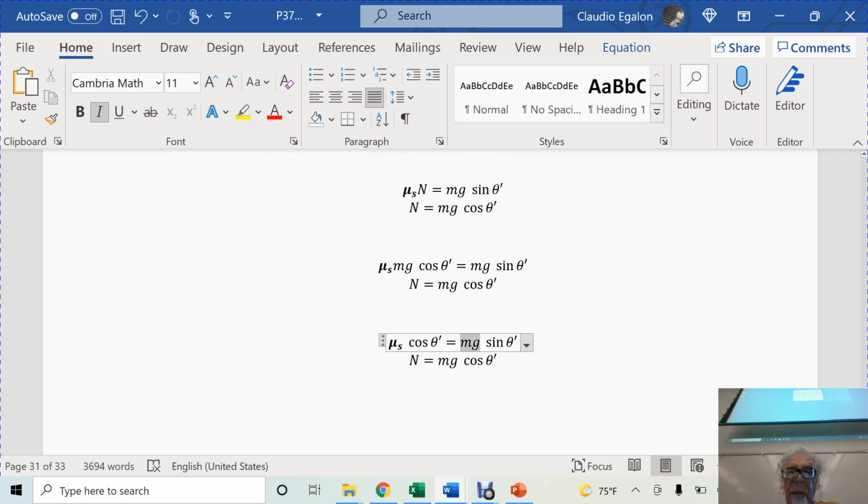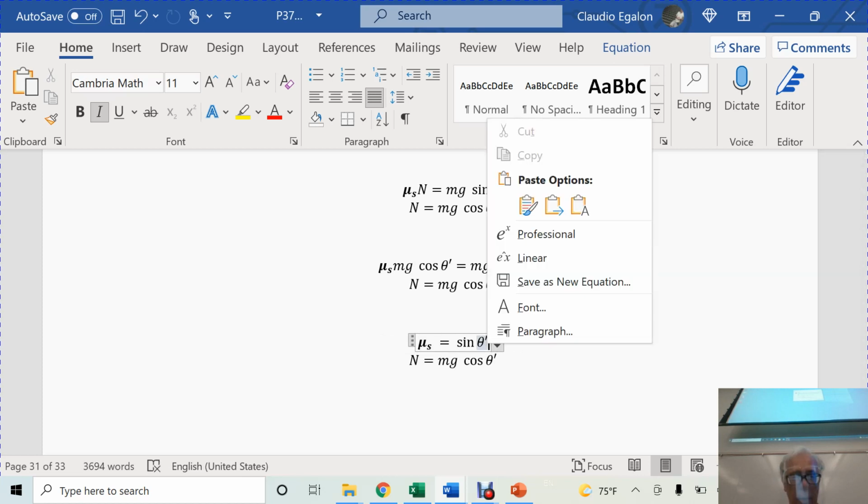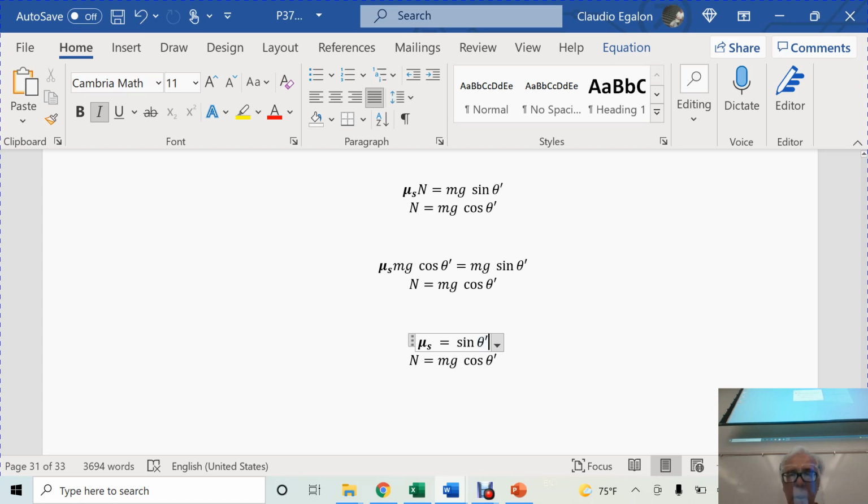mg cancels with mg. Cosine goes to the other side. Okay, we get tangent of theta prime. So that's how we determine not just the coefficient of static friction, but also the coefficient of kinetic friction by performing this simple experiment.